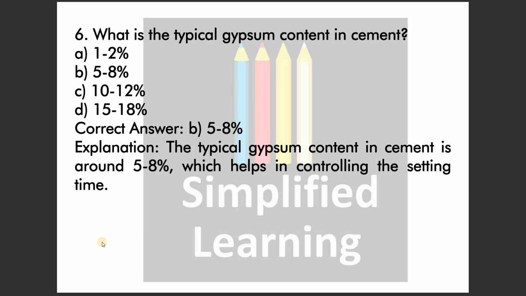Then, what is the typical gypsum content in cement? It is given in the range of 5 to 8%. It helps to control the setting time of cement.